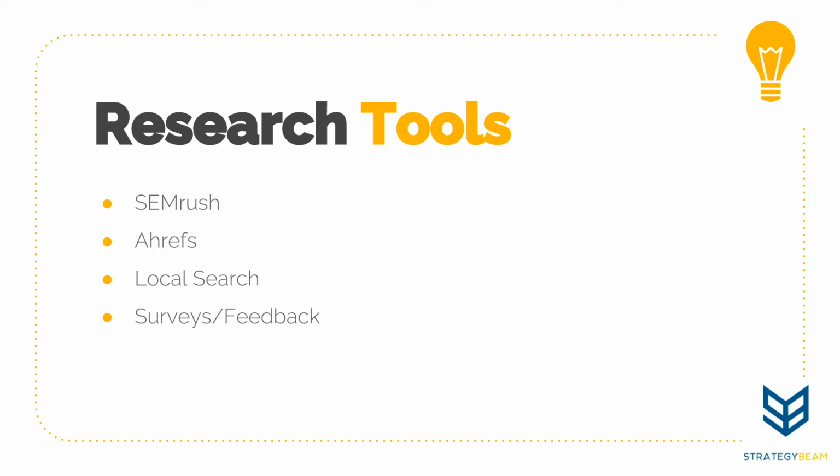So we talked a lot about the research tools. You can look at SEMrush, Ahrefs, local search, especially if you're a brick and mortar store. A great way to go about it is to look at anything that's in your city or your vicinity, really getting in contact with your community, and then also using the surveys and feedback. So we went over the content gap in a little bit under 7 minutes.